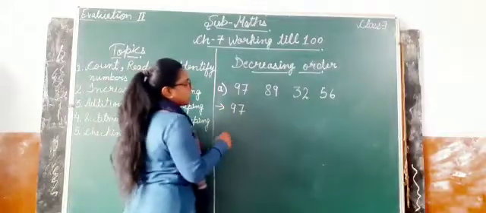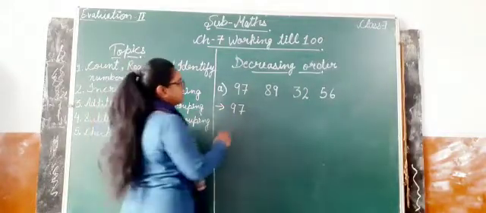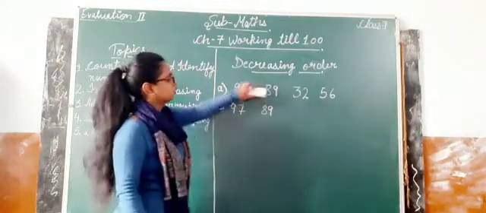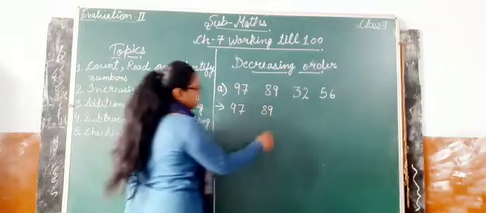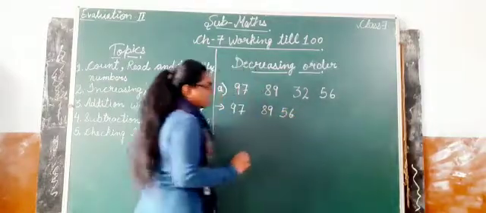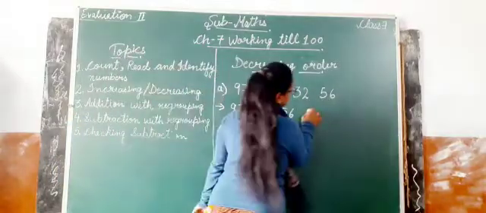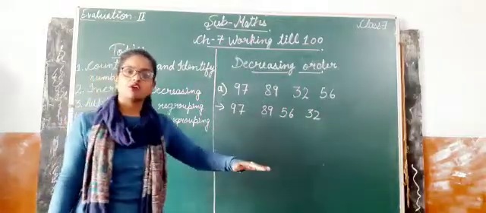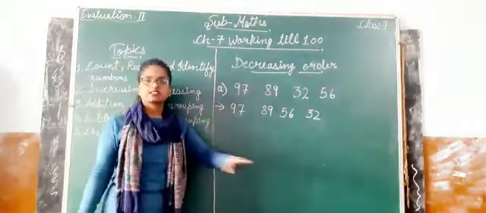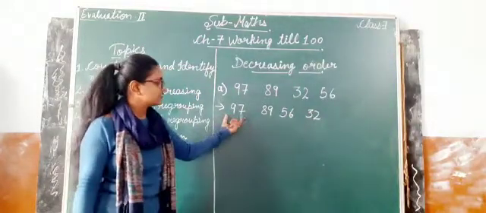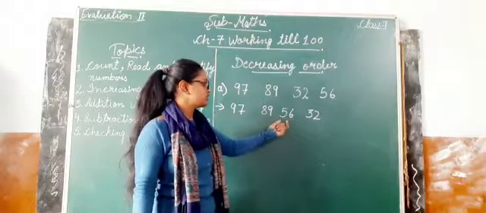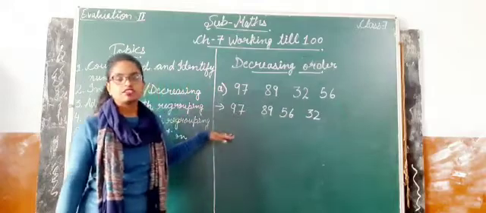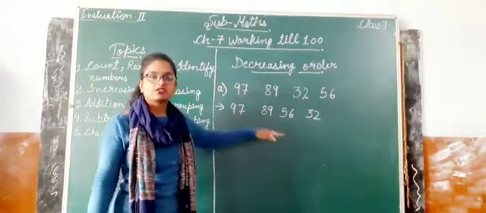It is 97. After 97, which is the number smaller than 97? It is 89. After ignoring these both, which is the largest number? It is 56. And what is left at the end? It is 32. So what we have done here, we have gone from the largest or the biggest number to the smallest number. We have decreased the value of the numbers. So we are going from 97 to 89, from 89 to 56 and from 56 to 32. You must notice it is backward counting. It is from the largest to the lowest. It is from the biggest to the smallest.